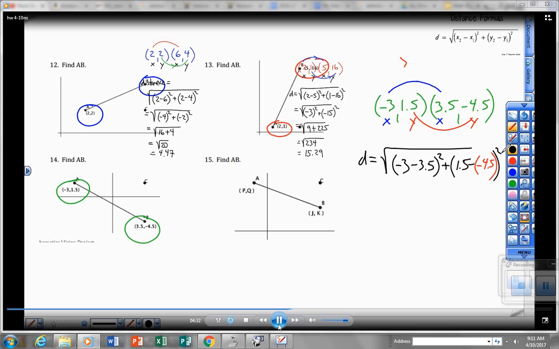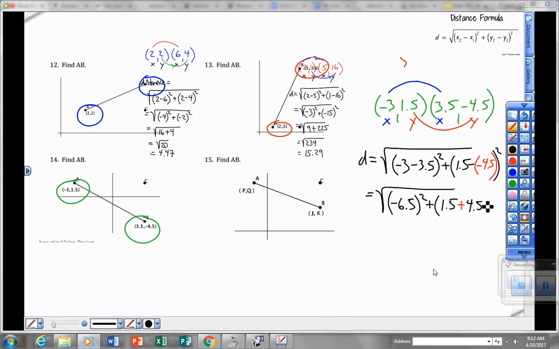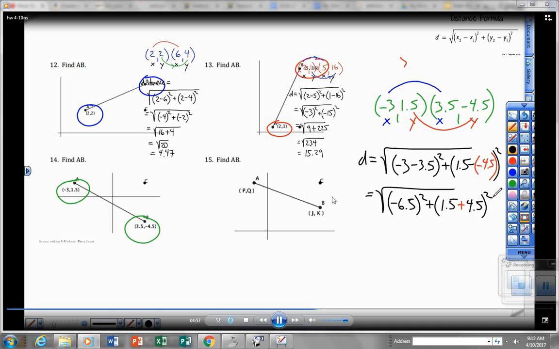So this problem, finishing it out, I get the square root of negative 6.5. These two negative numbers combined to an even bigger negative number, and that is negative 6.5 squared. 1.5 minus 4.5 turns into 1.5 plus 4.5 squared. Negative 6.5 times another negative 6.5 gives me positive, and I'm not going to do that yet.